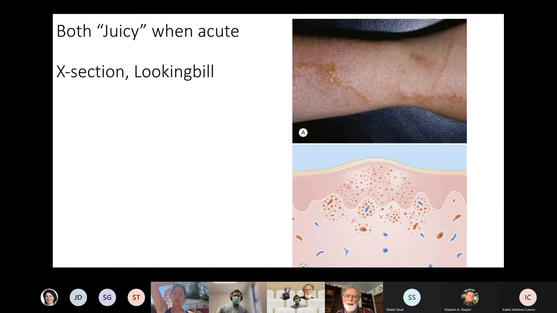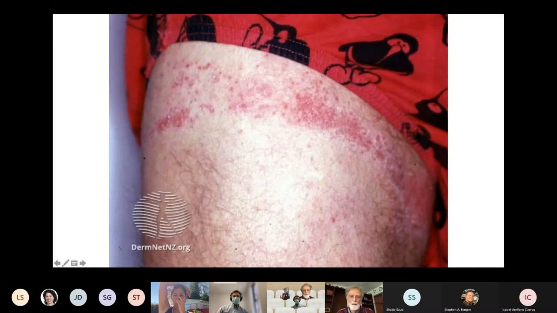And all six of those with epidermal changes, and that's where we're going to be spending a lot of our time, are readily accessible, right on the top. So you've got this juicy layer, and that means that we can do a lot of topical treatment. So this is another reason I like Lookingbill. So contact.